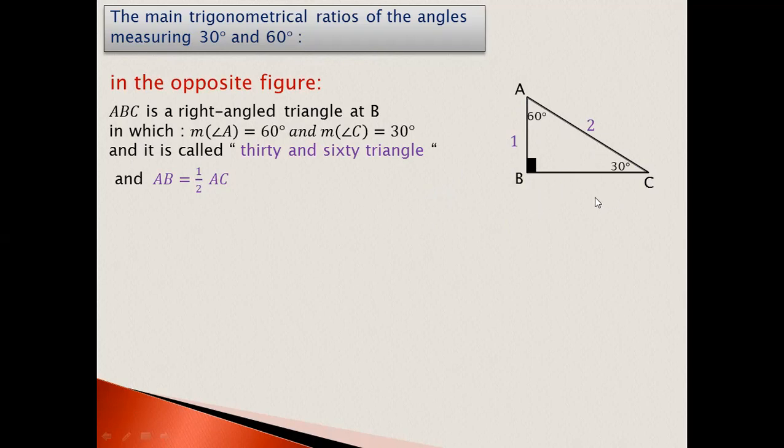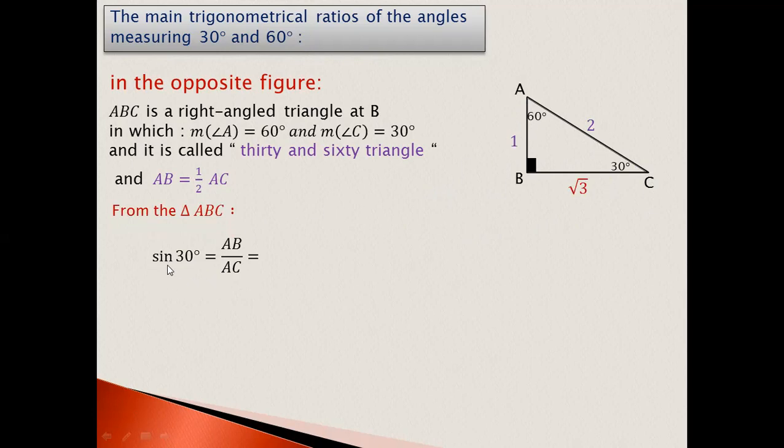Now BC is a missing side. We can find it by using the Pythagoras theorem. If we multiply each term of the ratio by a variable and then find BC by using the Pythagoras theorem, it's going to be √3. Now we can find any trigonometrical ratios according to the angle 30° and the angle whose measure is 60°.